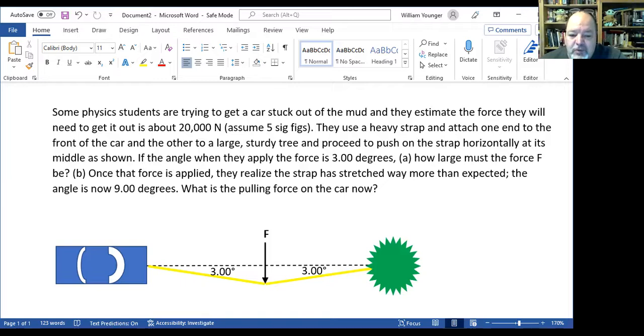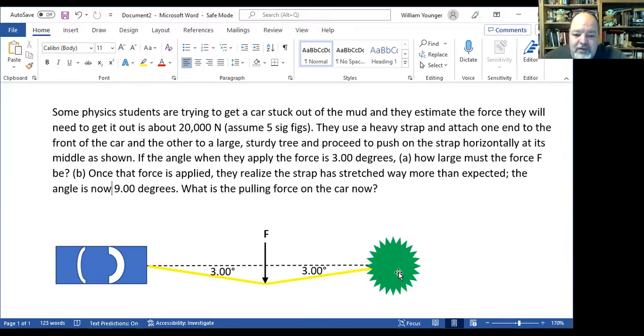Part A is how large must F be to get a tension in that rope equal to 20,000 newtons. Part B is, once that force is applied, they realize the strap stretched way more than expected and the angle is now 9 degrees. So what's the actual pulling force on the car at that time? So that's the big question. You can see this is supposed to be a car, obviously not a very good drawing of a car, not a very good drawing of a tree, more like a gumball. But the more important thing is you get what we're trying to draw here.